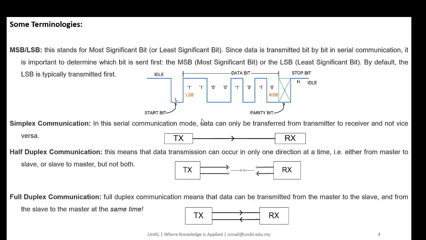And full duplex means the data can be transmitted from the transmitter to receiver, or from the master to slave, at the same time.